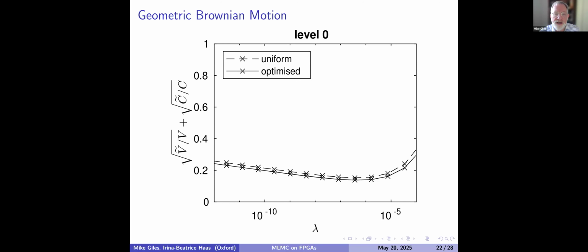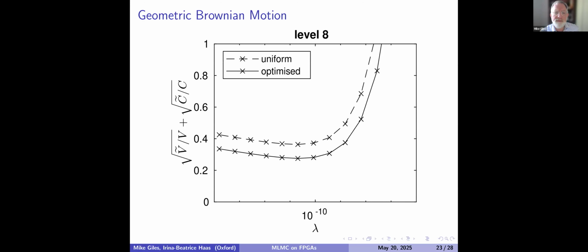We've got 2 curves here. One corresponds to using the same number of bits for all variables. The other one uses optimized number of bits. So this is a level 0 calculation, and it turns out there the optimization of the word length, the bits, doesn't make a huge difference. By the time you go up to level 8, then we are seeing more benefits from optimizing the number of bits with different variables using different numbers of bits.